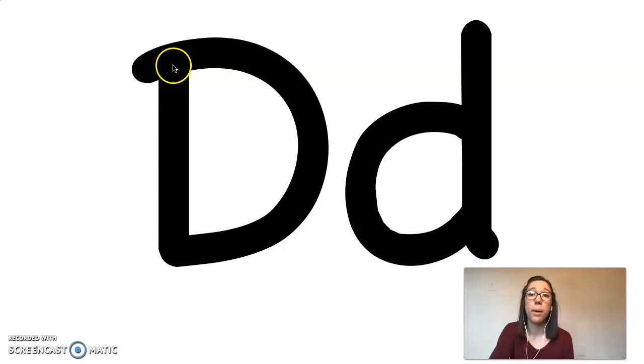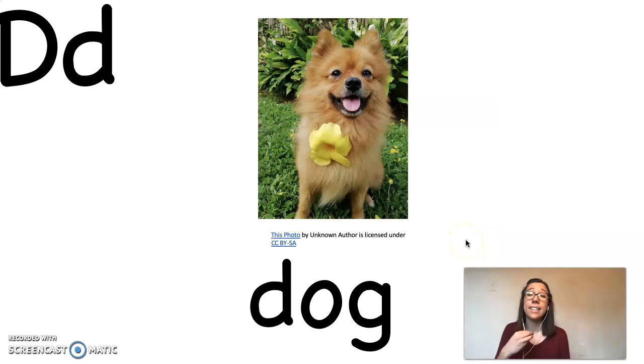Capital D is formed by making a straight line down, then a curved line around. Lowercase d also starts with a straight line down and curves the opposite direction of lowercase b. If I was drawing a lowercase b, it would be curving this way. D says D, as in dog. D is D, D, dog.